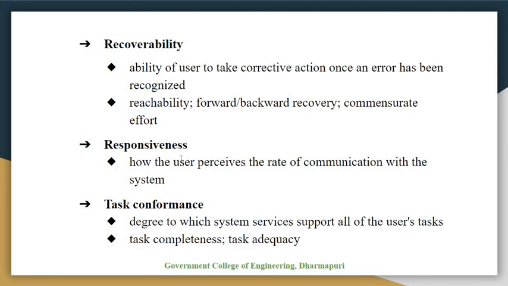The next one is responsiveness. Responsiveness deals with the time needed for the system to communicate with the user. In general, short durations and instantaneous response times are desirable. The next one is task conformance. Task conformance ensures that the system allows a user to perform the tasks he needs in an expected way. So all these are the principles that we have seen that support usability.